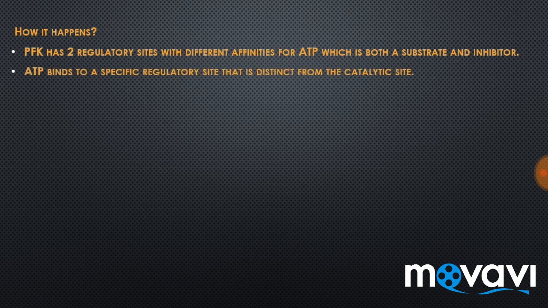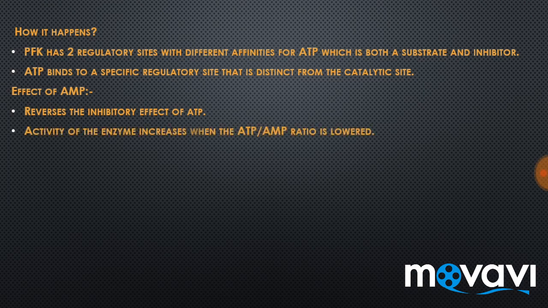So when ATP binds to a specific regulatory site, which is distinct from the catalytic site, it inhibits this enzyme. Now the effect of AMP is opposite. It is acting in the opposite direction. That is, it reverses the inhibitory effect of ATP.